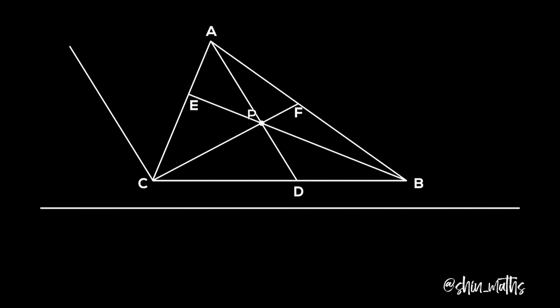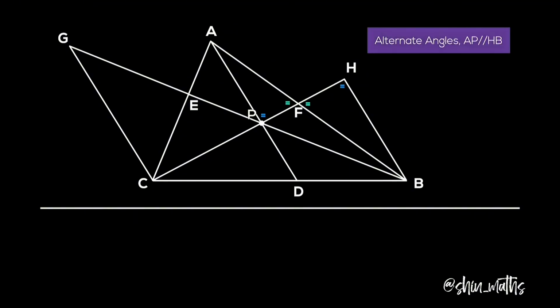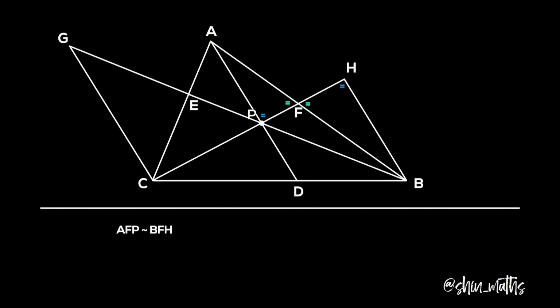Construct a line from C parallel to AD which intersects BE at G. Similarly, construct a line from B parallel to AD intersecting CF at H. Let their intersections be G and H. Angles AFB and BFH are equal and angles ABF and BHF are equal as they are alternate angles. Thus, all the angles inside triangles AFB and BFH are equal and they are similar triangles. Thus, AF over FB is equal to AP over HB.